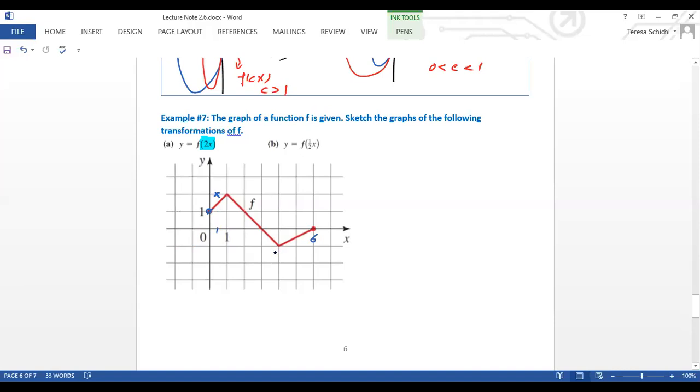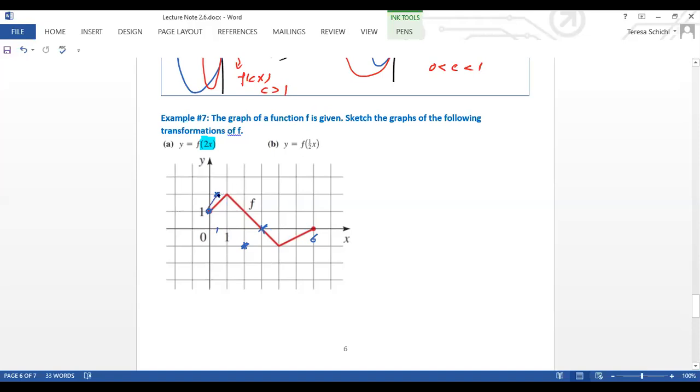Correct? Okay, now let's take a look at this point. Where is this point? This point is 4. Now you shrink it to a half, that means this point started at 2, so this is my next point. And then this one here is 6. If you shrink to a half, this point is going to start at 3, so this point goes to here. Am I right?